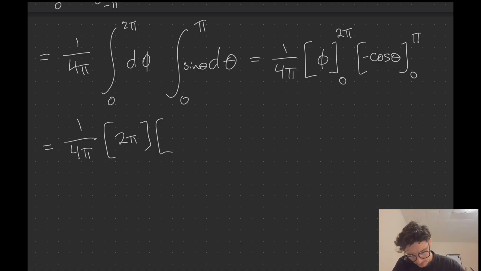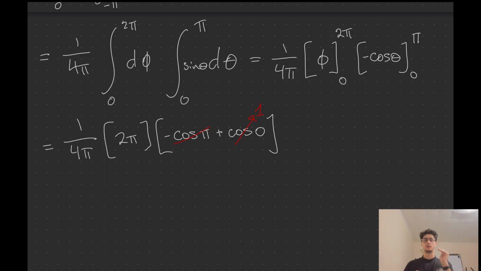And then here we have minus cosine of pi, minus cosine, so plus cosine of 0. So cosine of 0 is 1, and cosine of 2 pi is also 1. Cosine of pi is just 0. No, it's not 0. Cosine of pi has to be minus 1, otherwise we're in trouble. Hold up.